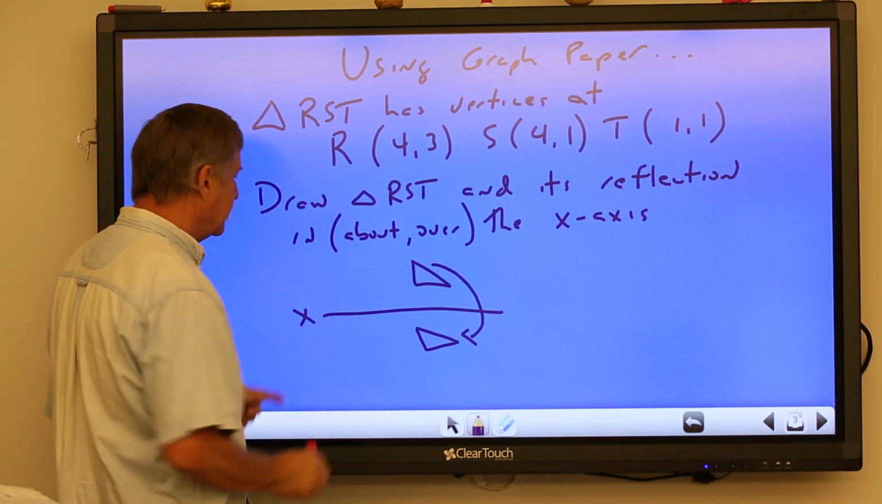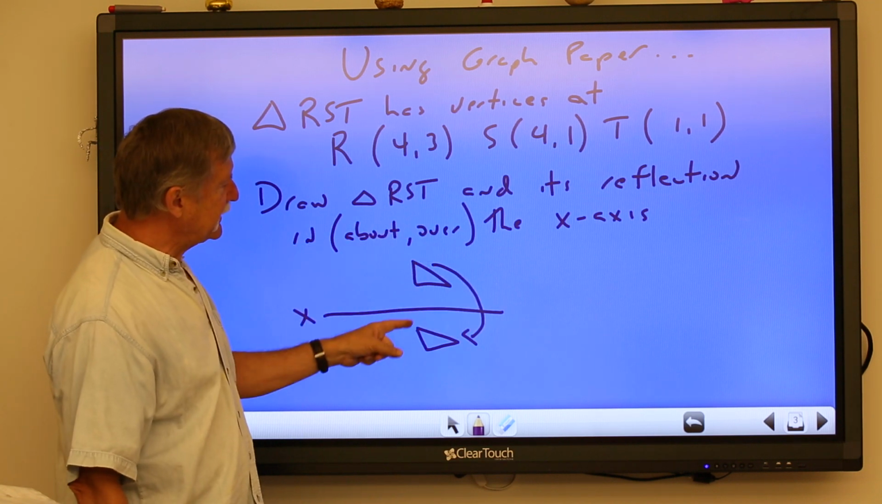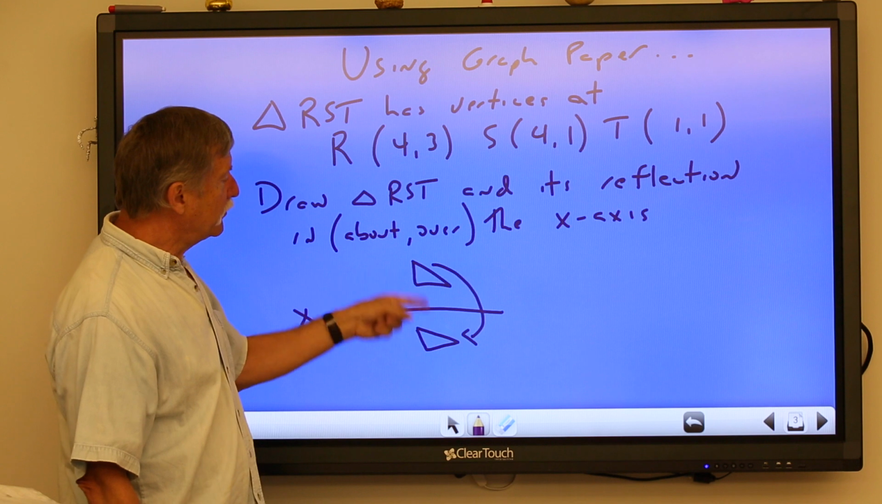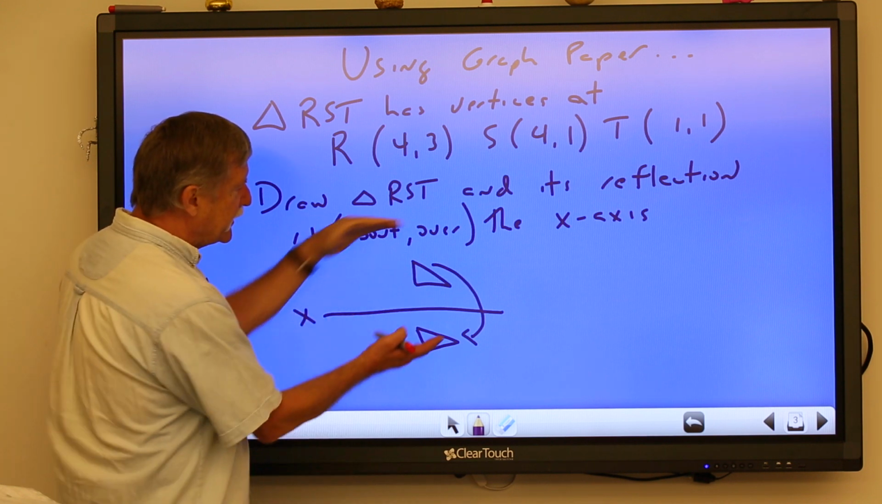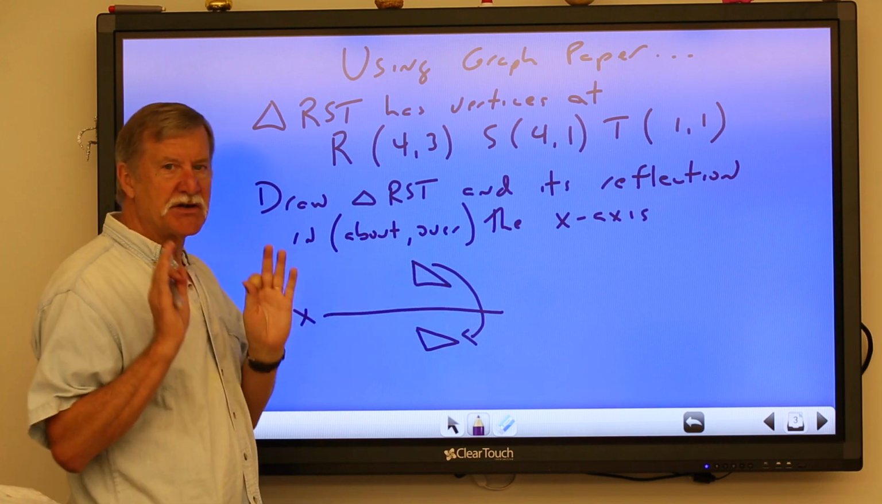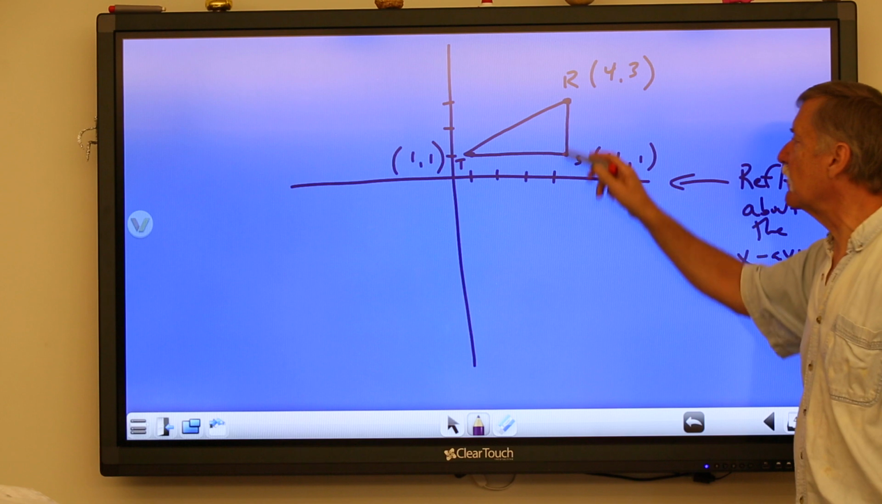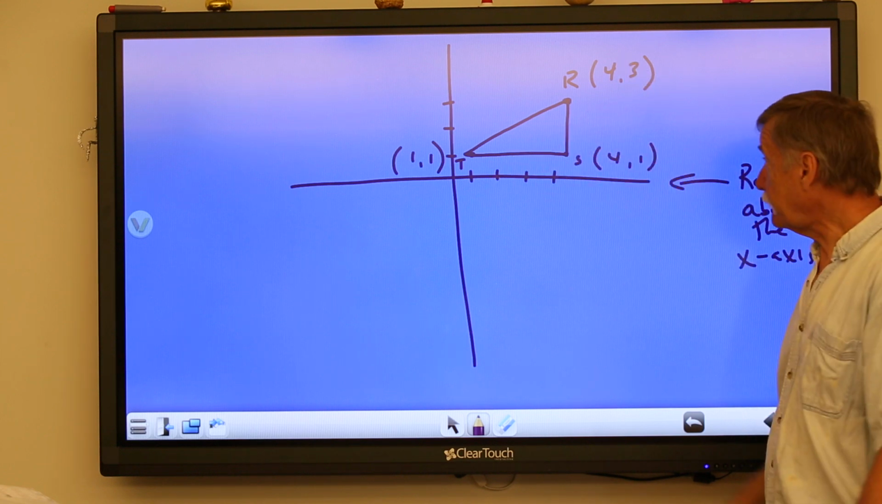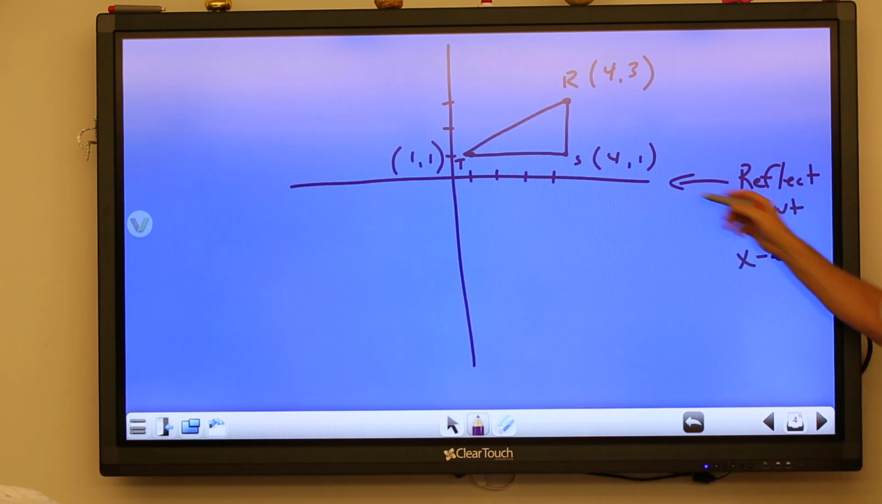All right? You got the x-axis, you got a triangle here, and when you're done, its reflection will be the same distance above as below, so that if you were to fold it, it would match exactly. Let's look how to do that, all right? So here's our triangle, RST, and the points, all right? And we're going to reflect that about the x-axis.